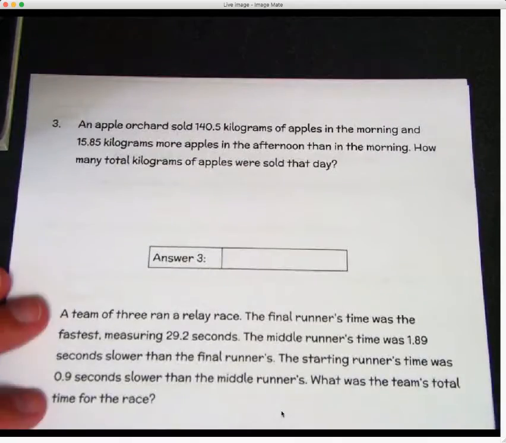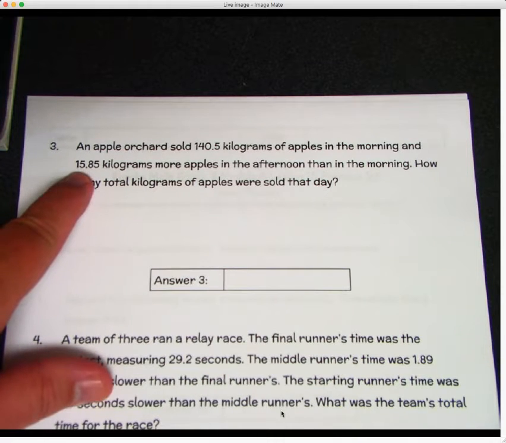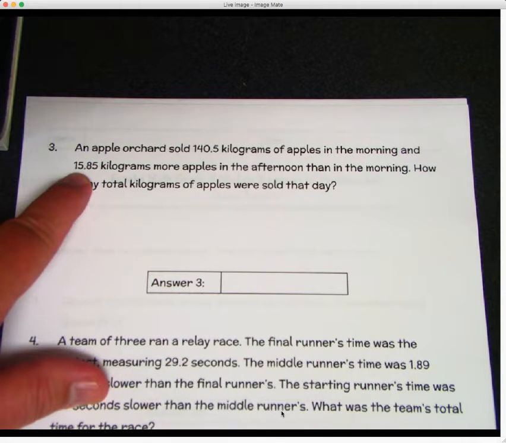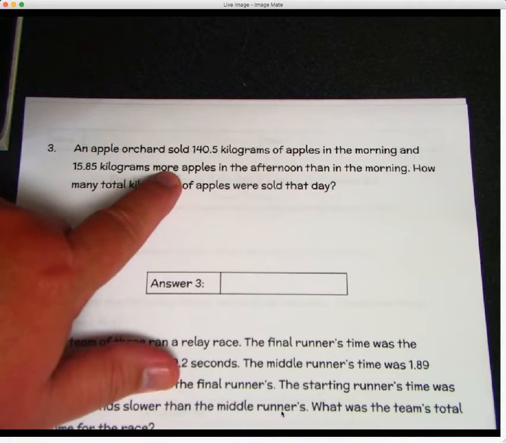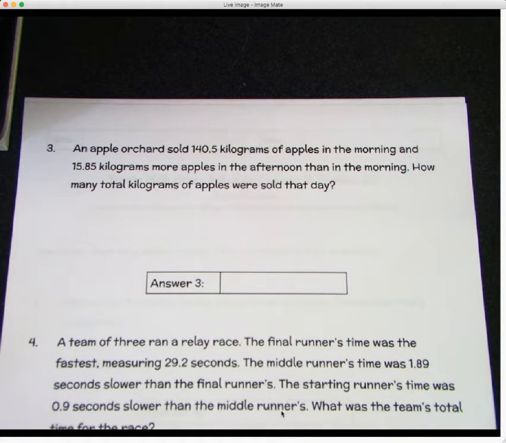Okay, 2 more. An apple orchard sold 140 5/10 kilograms of apples in the morning and 15 85/100 kilograms more apples in the afternoon than in the morning. How many total kilograms of apples were sold that day? That one tries to trick us. They didn't sell 15 85 hundredths kilograms in the afternoon. They sold 15 85 hundredths kilograms more in the afternoon than they did in the morning. So we don't know how many they sold in the afternoon. We've got to figure that out and then find out how many total kilograms were sold during the day.